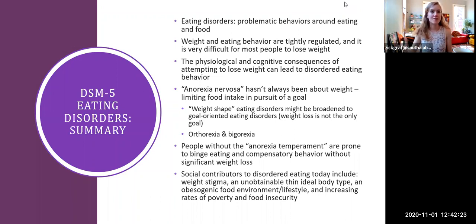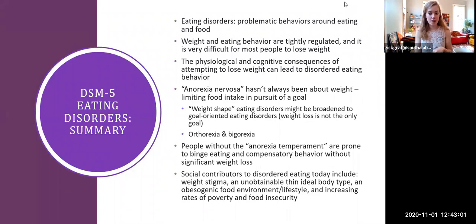Some people have a temperamental ability to pursue a really extreme goal, to really succeed and achieve whatever they set their minds to, through extreme self-abnegation, extreme rigidity, going for their goal at all costs. People who don't have that temperament are prone to developing binge eating and compensatory behavior without significant weight loss, leading to subclinical disordered eating, bulimia nervosa, binge eating disorder. People who have the ability to set aside everything in pursuit of a goal, even through unhealthy behavior, are at risk for anorexia nervosa and atypical anorexia.